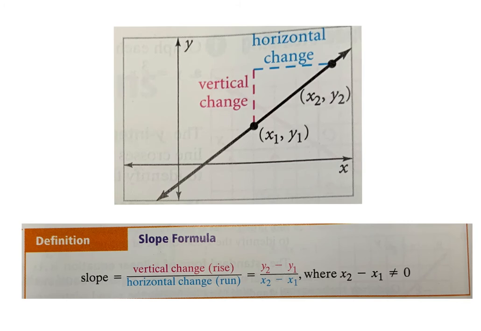Slope is vertical change over horizontal change. It's also called rise over run. You're changing y's over your change in x's, all right? You're seeing how far up you go compared to how far over you go. The formula itself, vertical change over horizontal change, is actually y2 minus y1 over x2 minus x1. Hopefully this is firmly planted in your brains from last year.